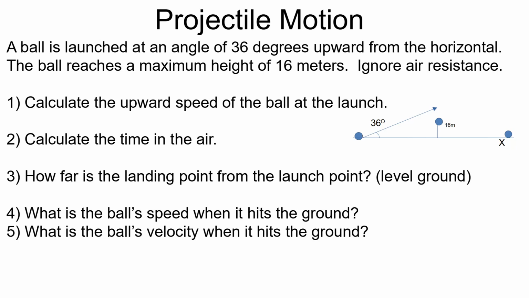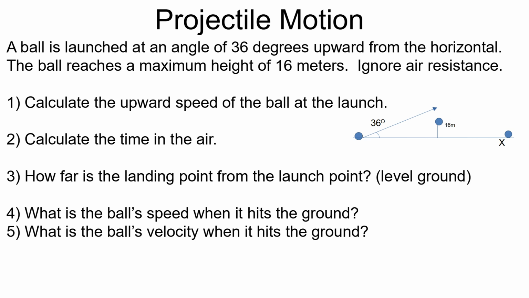This projectile motion problem involves a ball being launched at an angle of 36 degrees upward from the horizontal. We're on level ground, on the Earth. The ball reaches a maximum height of 16 meters, and we're going to ignore air resistance. Here are some calculations to do.